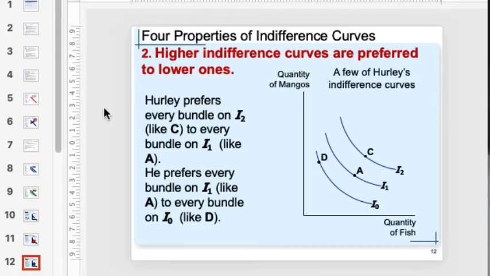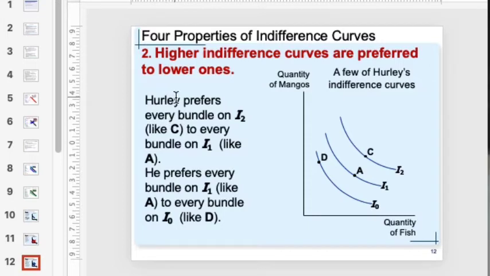The second property is that the higher the indifference curve, the happier you are. So between these three indifference curves that you see over here, I0, I1, I2, I would prefer to be at point C, because at point C on indifference curve I2, I'm consuming more fish and more mangoes than, say, D, where I'm consuming fewer mangoes and less fish overall.